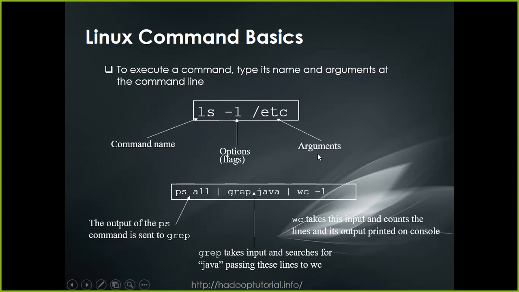So grep java, and you will get all the records with the java keyword, and you will pass that into wc -l. So wc is for word count. It counts either words or lines or characters. If your option is -l, it counts the number of lines. So this entire command will find out how many Java processes are running.